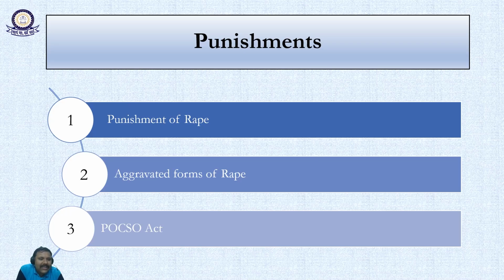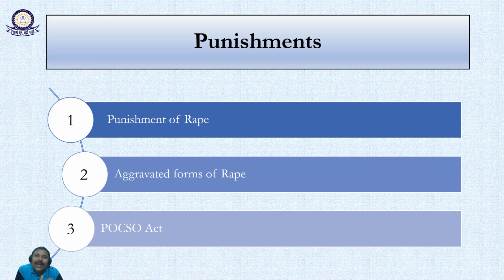Then we have the instances of aggravated rape. Now, the aggravated rape punishment will be not less than 10 years. Obviously, the minimum punishment is 10 years, but it may extend to life imprisonment. And in that case, the life imprisonment will be imprisonment till death, means that the person will not be released before his death.